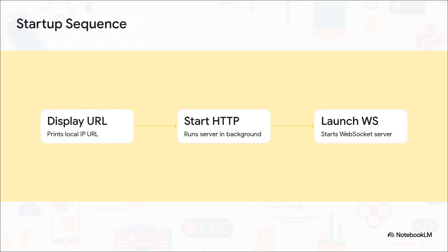Pulling it all together, the main function executes this really elegant boot sequence. First, it displays that local URL for you. Second, it starts up the HTTP server in a background thread so the UI is ready to go. And third, it launches the asynchronous WebSocket server to wait for your inputs. And remarkably, it handles client disconnections gracefully. If your phone's screen goes to sleep, it safely exits the communication loop and just waits for the next connection, without crashing the whole app.